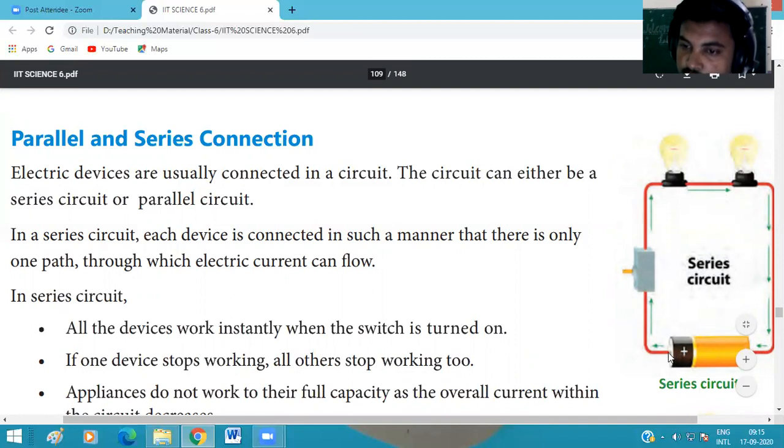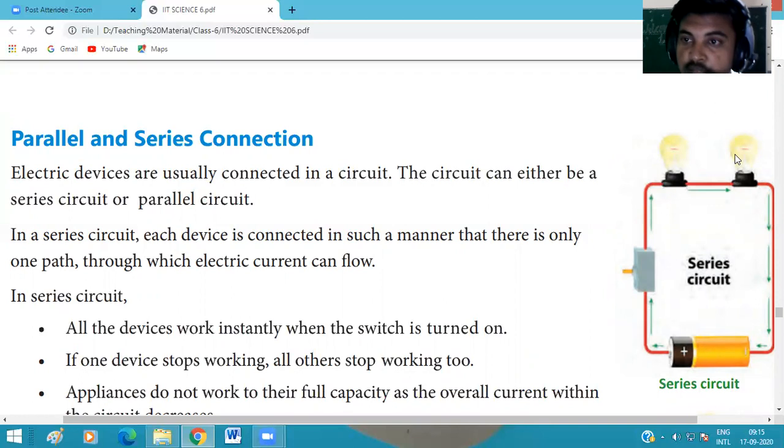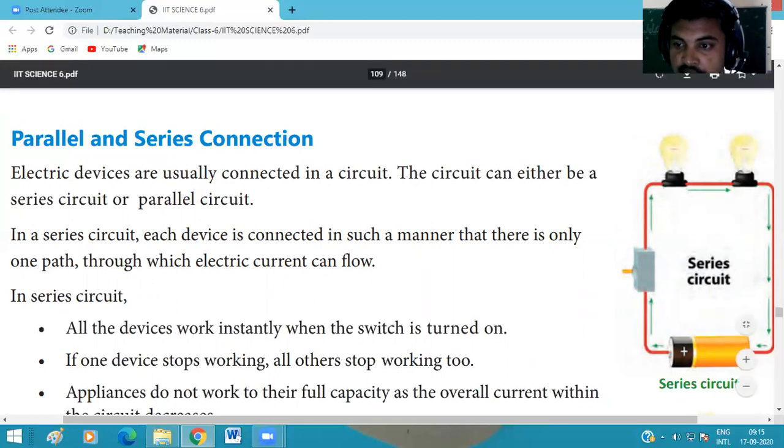The current flows from the positive terminal, moves through the switch and comes to the first bulb, which glows. Then the current passes through it and reaches the second bulb, which also glows. If we connect a third bulb, the current reaches it and it also glows, and then the current passes through and reaches the negative terminal of the battery or cell. So the bulbs glow. It is a series circuit because the devices are connected in series.